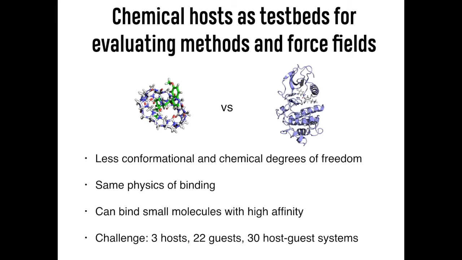But at the same time, on the other hand, host guest systems use the same physics of binding as proteins. They can bind a small molecule with a high affinity, which is very important since some of these methodologies have fallacies when it comes to weak binders. So in this challenge, we have 3 hosts and 22 guests. 8 of them are shared between 2 different hosts. So we have a total of 30 host guest systems.